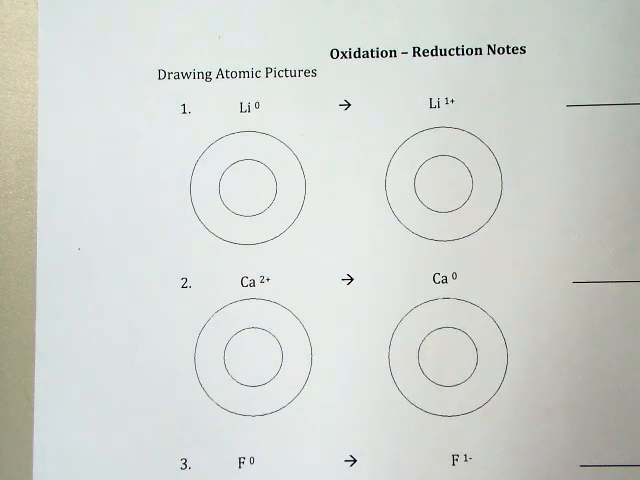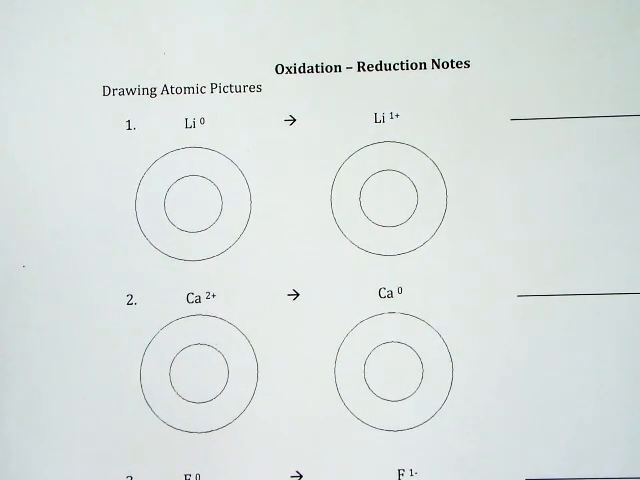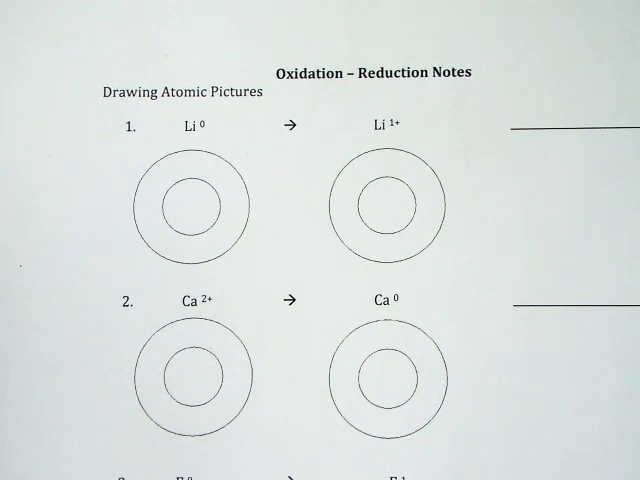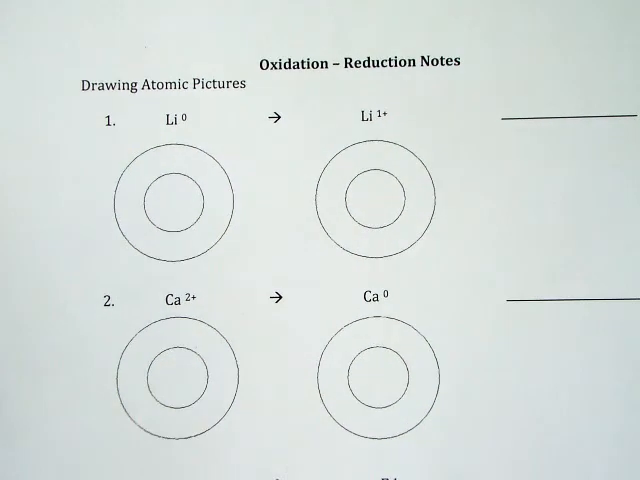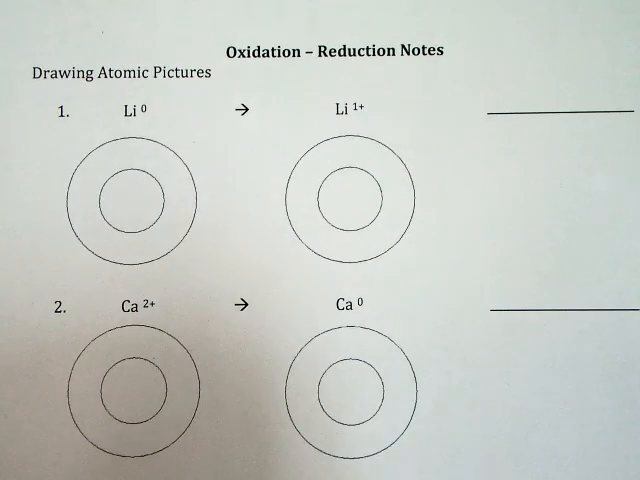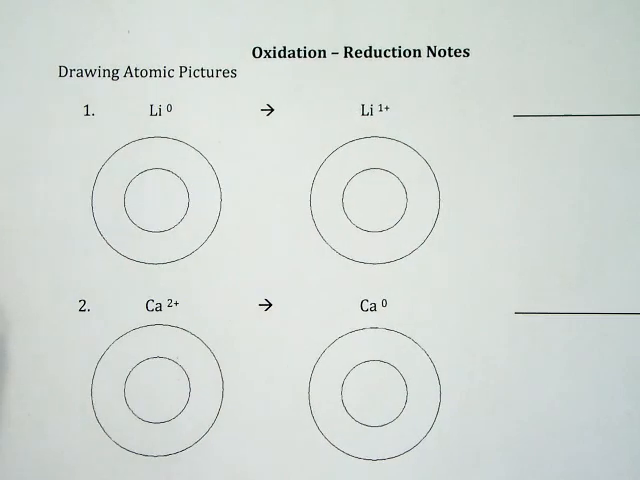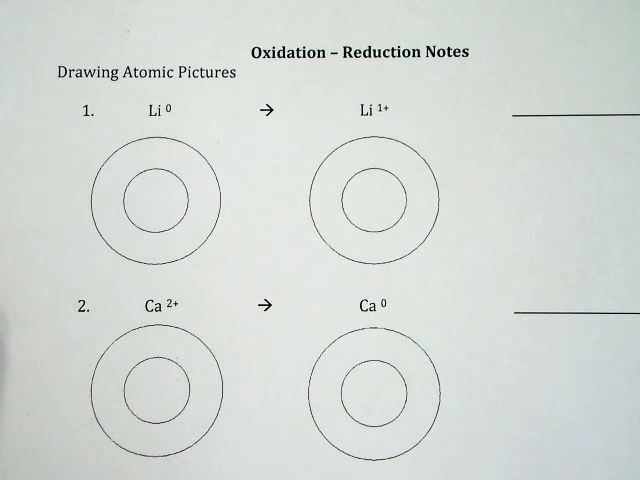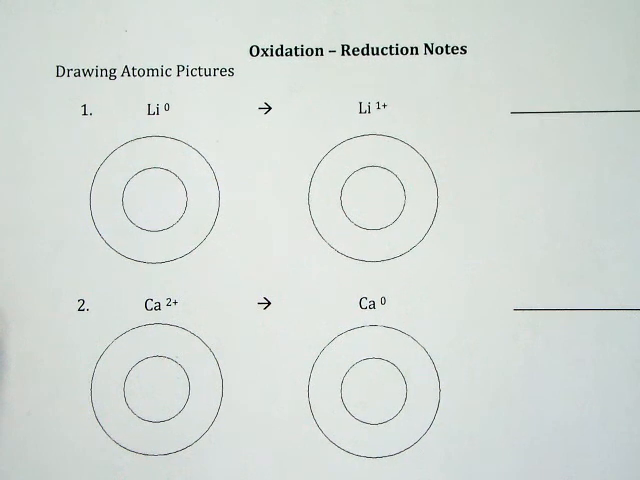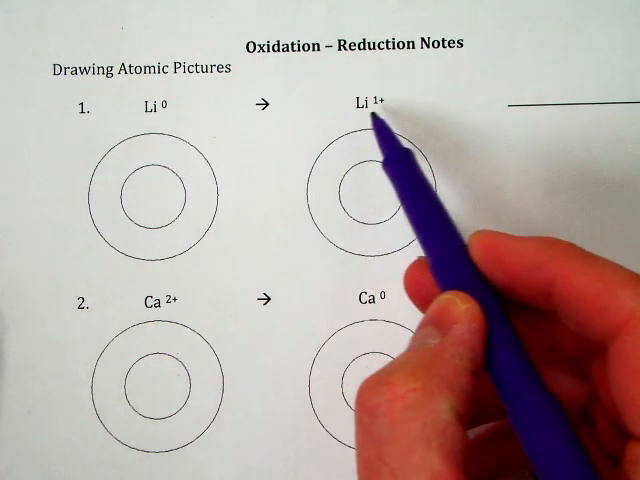What we're going to do is go over oxidation and reduction, and we're going to do it step by step. So we're going to start out doing some notes, kind of reviewing atomic structure. We had covered before in class how to determine the number of protons, neutrons, and electrons. So we're going to start out with this example of lithium 0 turning into lithium plus 1.